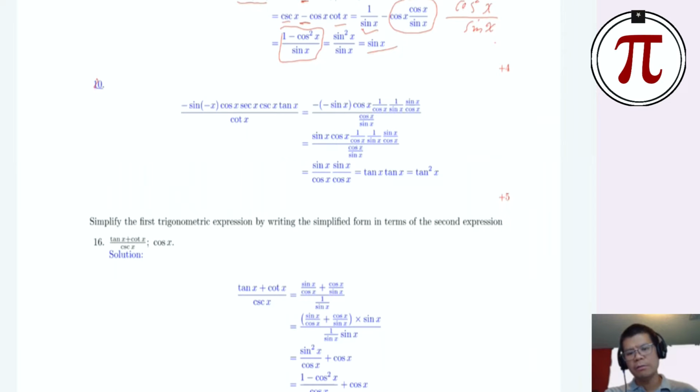Now negative, negative become positive. So sine x, cosine x, 1 over cosine, 1 over sine over cosine. That's on the top. On the bottom is cosine over sine. So sine x canceled out. Cosine and cosine canceled out. So what's remaining on the top is sine x over cosine x. Now over cosine over sine, that's times the reciprocal of the bottom. So sine over cosine times sine over cosine. So this is tangent, this is tangent. So tangent times tangent is tangent square. Does that make sense?